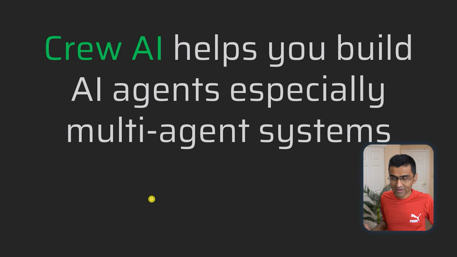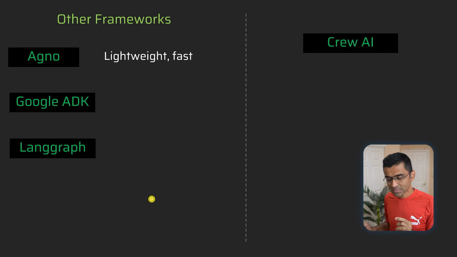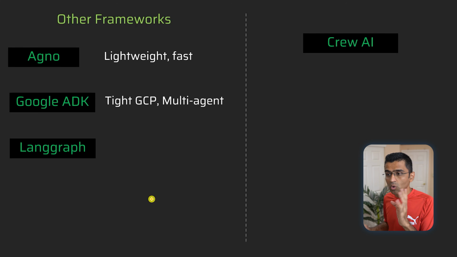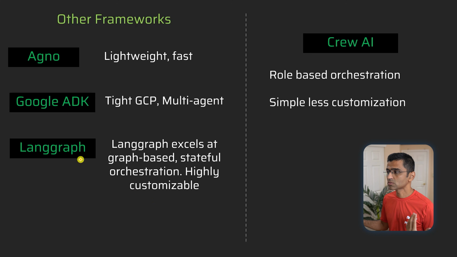Now, there are a lot of other frameworks, right? Agno, Google ADK, LangGraph, CrewAI. So what is the difference? When should I use what? If you are building a lightweight, fast agent, let's say you want an agent which performs really fast, and you want to build it quickly, Agno is the framework. Google, you will use if you want tight GCP integration, okay? Let's say your company is in the Google ecosystem, and you want to leverage Gemini and all that other ecosystem, Google is good. If you want graph-based stateful orchestration, which is highly customizable, with highly reliable agents, then you use LangGraph. And CrewAI is used for role-based orchestration, simple and with less customization.